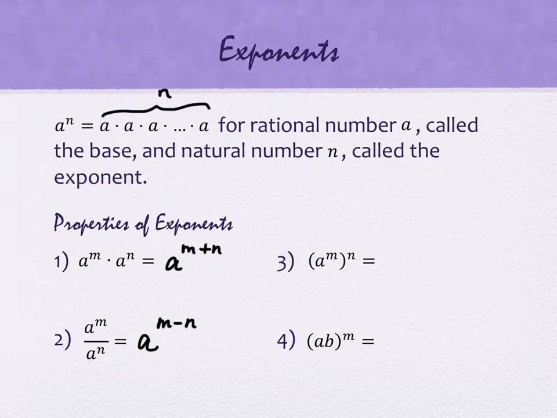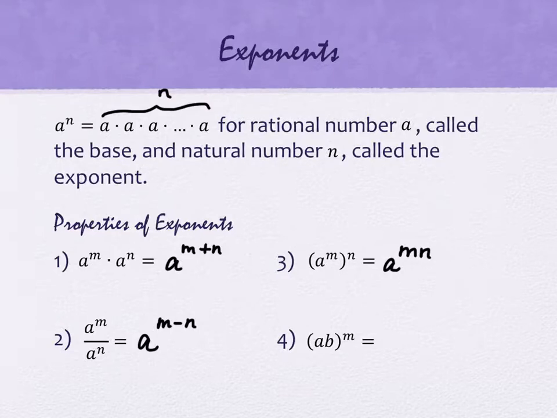Number 3 is an exponent raised to an exponent, right? So we've got a to the m, and then it's raised to the power n. What do you think you might do with these exponents? We multiply them. That's exactly right. Good job, Hannah. So this is m times n, or we can just write them m n beside each other.